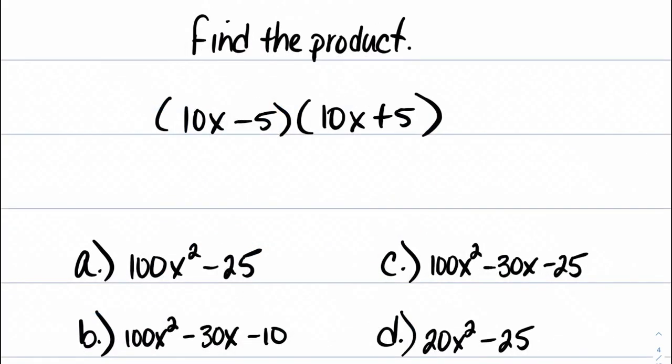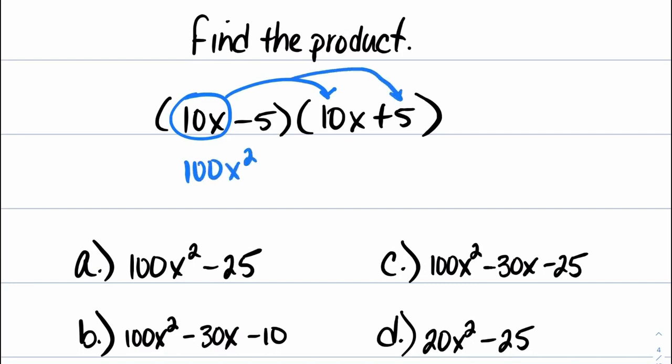This example asks us to find the product. We're multiplying two binomials. Let's take our 10x and we're going to distribute it to both terms in the right polynomial. Well, 10x times 10x is 100x squared. 10x times 5 is 50x.